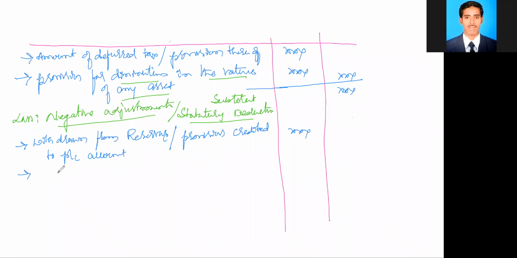And the second one is exempted incomes. Exempted income means if the exempted incomes have already been credited to your P&L account, then those credited exempted incomes we need to subtract here, because it will be a negative adjustment, or it will be statutory deductions. These exempted incomes are those which have already been credited to the P&L account.